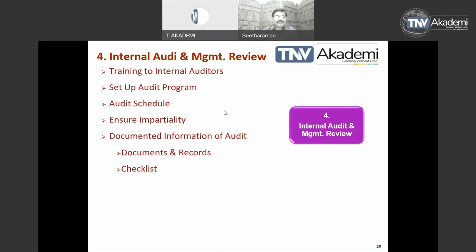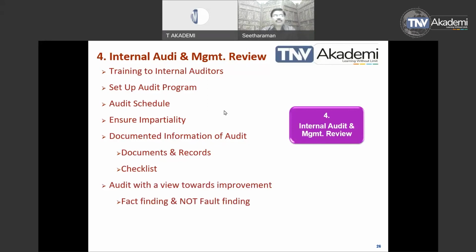So we have to develop the checklist before going for the audit so that we are prepared for the audit. Okay, audit with a view towards improvement. For all the internal audits, irrespective of whatever management system you do, our aim should be to improve the current situation. So that should be the aim while doing the audit. That's why we should look for facts and not finding faults. When somebody is doing something wrong, we should not be going after them. We should understand why it is being done and look at the systemic causes and put it as a non-conformance.